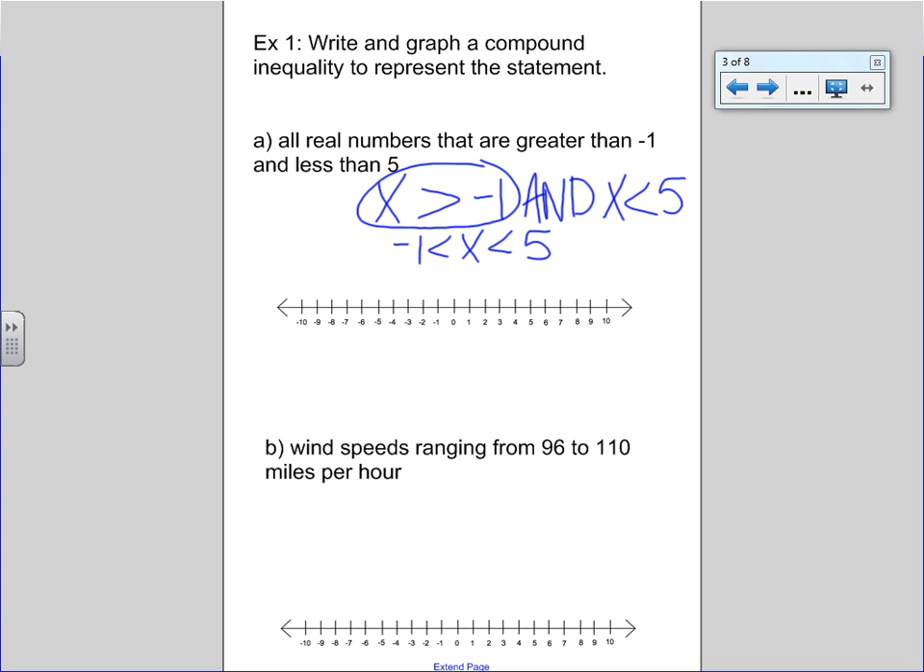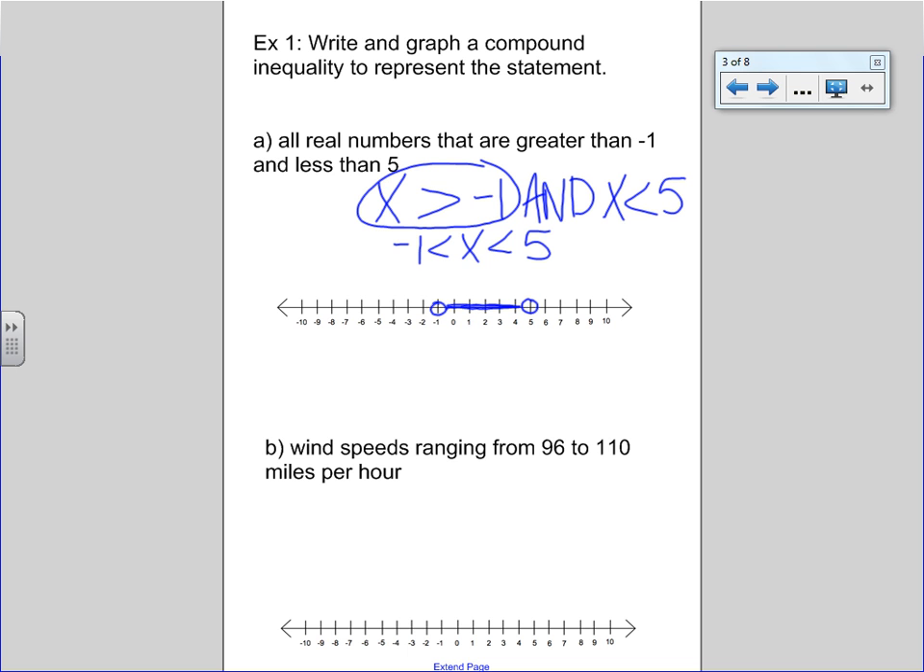So what we're going to do now is we're going to graph this. -1 is the point that we're talking about. So I'm going to put my point at -1. It does not have the equal sign, so it's open. Then I have x is less than 5, so the point we're talking about is 5. It does not have the equal sign, so it's open. Because it said and, we're going to shade between. Okay?